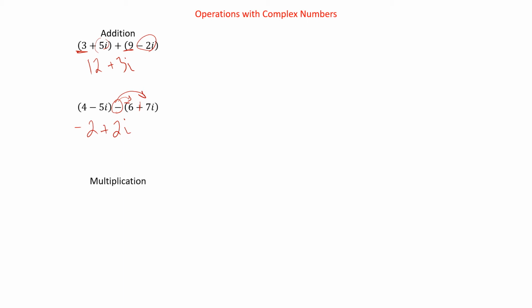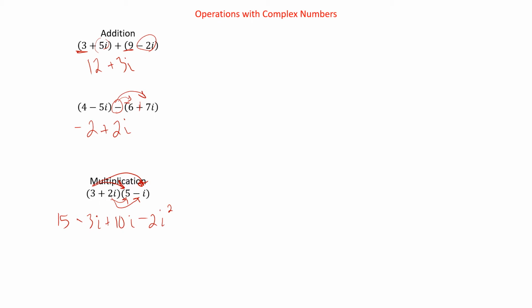Multiplication. Basically the same, except we have to distribute because it's multiplication, just like if these were x's. We're going to take the 3 and multiply it to both those. And we're going to take the 2i and multiply it. So here we have 3 times 5 is 15. 3 times -i is -3i. 2i times 5 is plus 10i. 2i times -i is -2i squared.